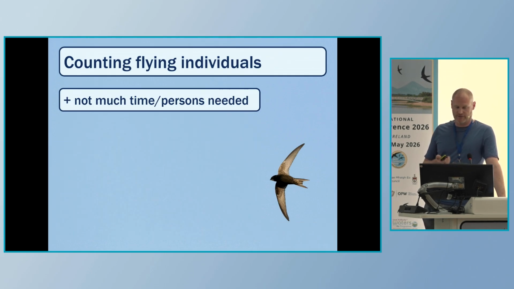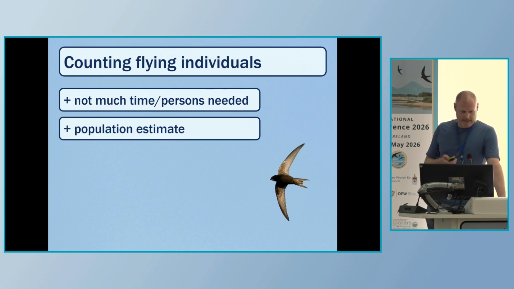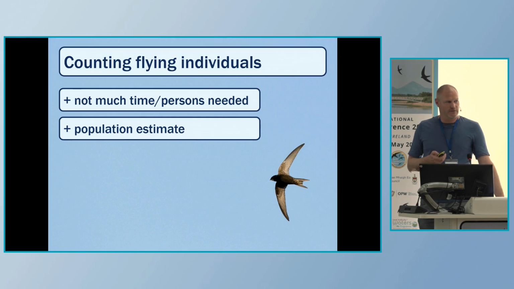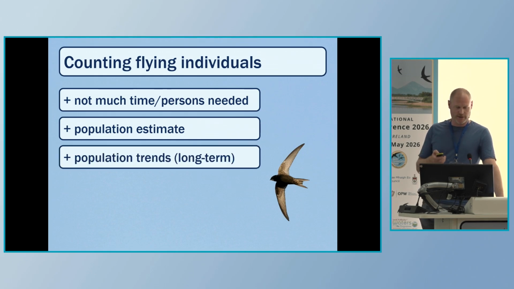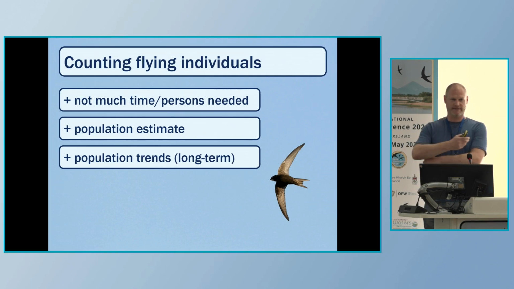For this method, you don't need that much time or not that many persons. It's quite good to make a population estimate. So if you don't have any clue about how many swifts are breeding in your region, in your city, this gives quite easily a rough estimate of how many breeding pairs of swifts you have. If you do it every year, then you can have a good population trend.